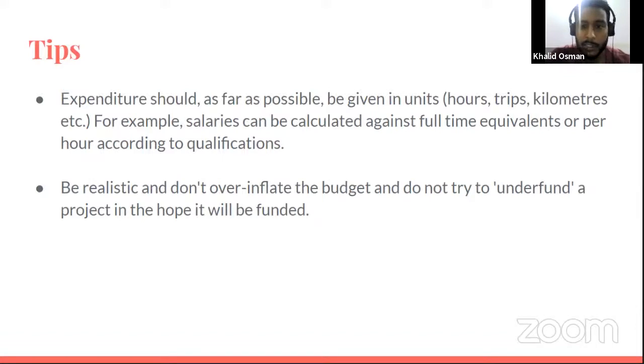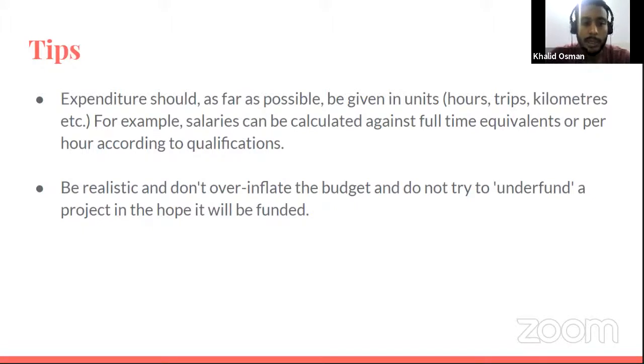Salaries can be calculated against full-time equivalents or per hour according to qualifications. This is different from a country to another. It's also from a funding agency to another. And also it's important to know that not all funding agencies provide wages or provide personnel costs. You may only have your direct cost covered, except for the personal cost, of course.